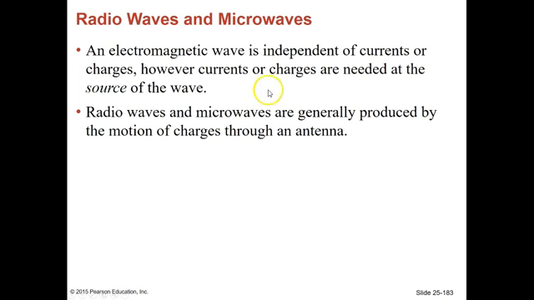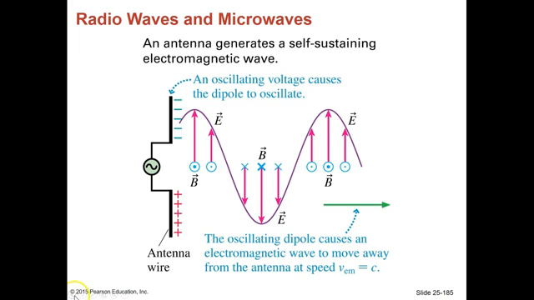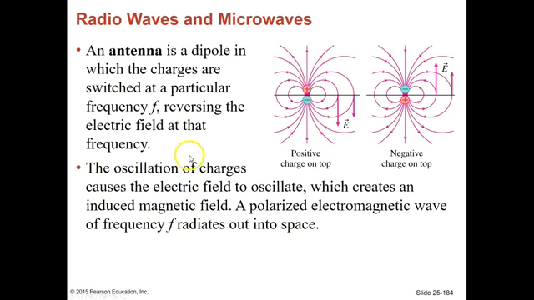An electromagnetic wave is independent of current or charge. We do know, though, that currents or charges are needed as the source of the wave. Usually radio waves and microwaves are produced by the motion of a charge through an antenna. And yes, this is the antenna that you are thinking about. It could be a vertical antenna, and sometimes they are not. So here's a line. This represents the antenna. There's a dipole in which the charges are switched at a particular frequency.